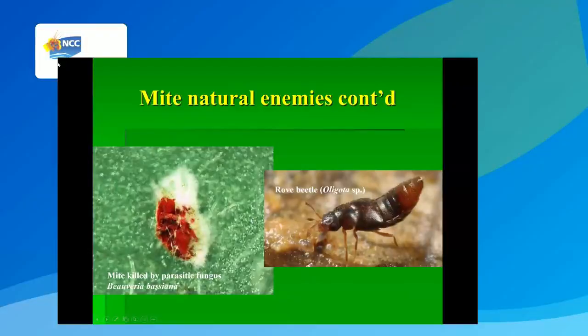In addition to that, we also have examples of parasitic fungi killing the mites. And the left-hand photo shows a beautiful example of a mite heavily infected and killed by the parasitic fungus Beauveria bassiana. All organic, all natural, all biological. Next slide, please.